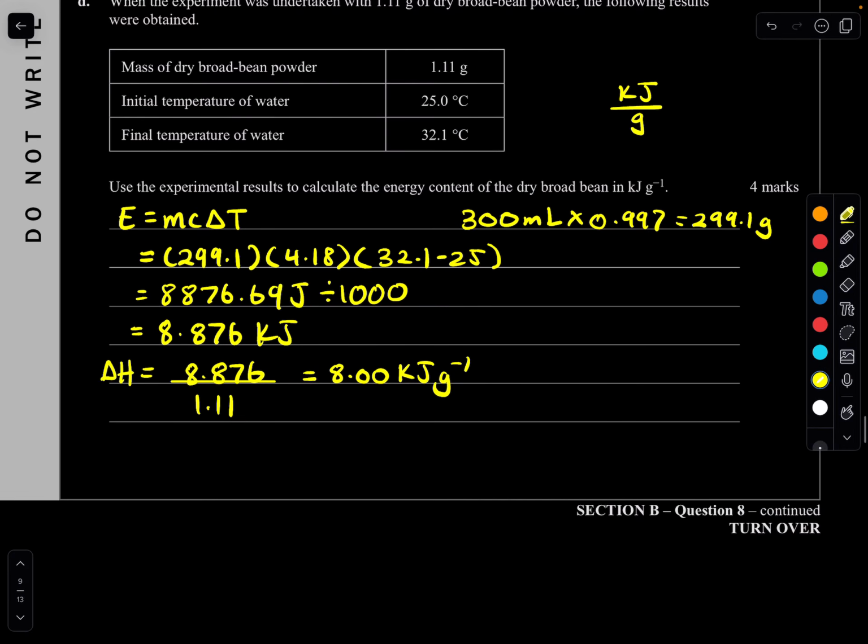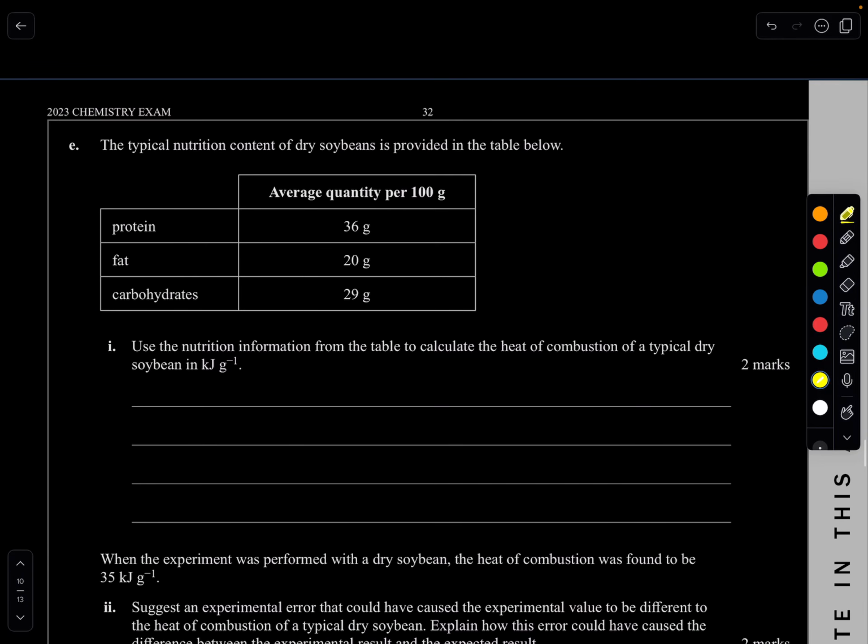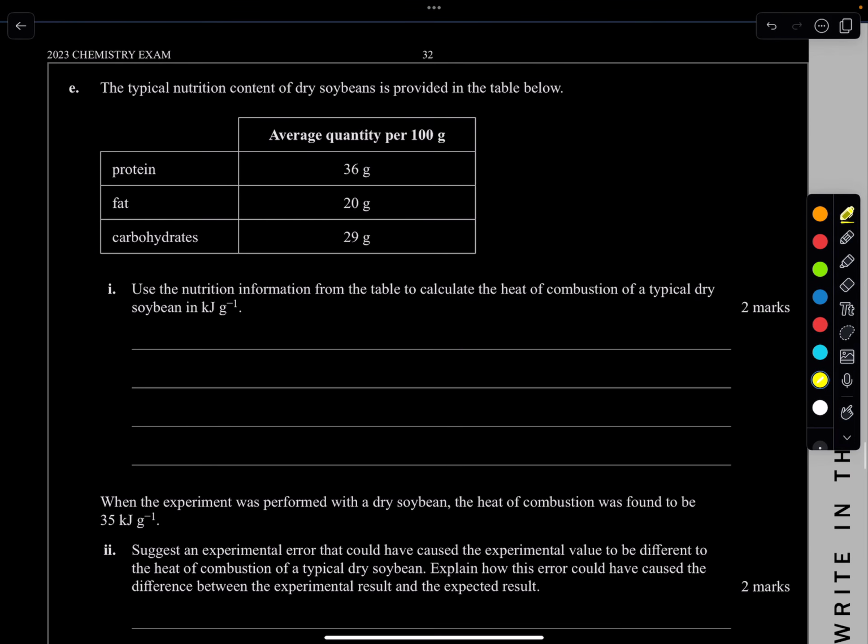The typical nutrition content of dry soybeans is provided in the table below. So wait, what did we just calculate? Yep, that one was for dry broad bean, this one's for dry soybeans. Okay, we have the protein for the average quantity of 100 grams. We have 36 protein, fats 20, carbohydrates 29. Using the nutrition information from the table, calculate the heat of combustion of a typical dry soybean in kilojoules per gram. So remember, we want it in kilojoules per gram, so we want the energy in kilojoules first.